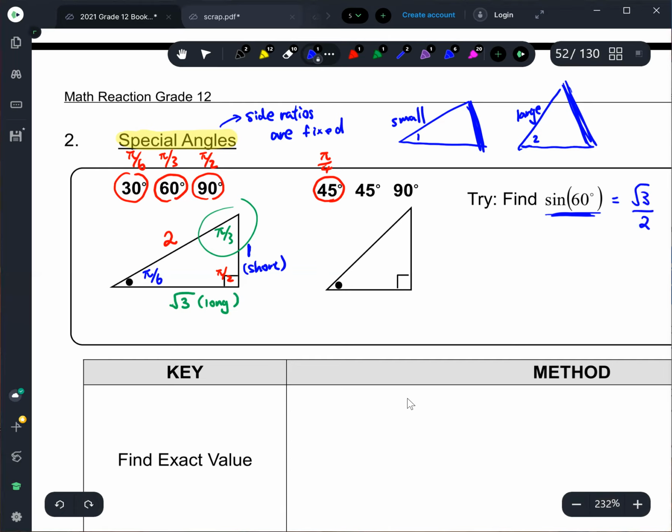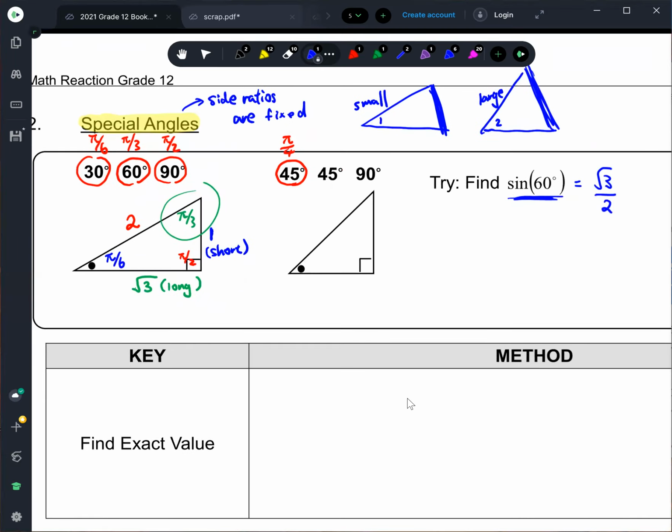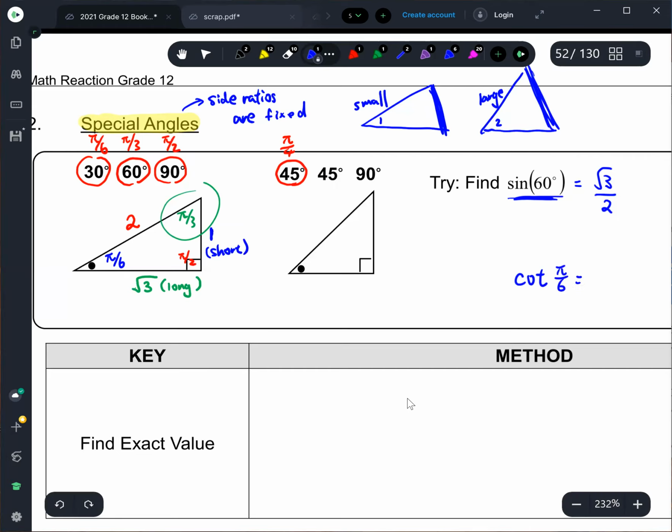Okay, let's try another one, all right? Let's say the question is cotangent of pi over 6. Okay, please raise your hand if you have the answer. Okay, cotangent pi over 6.